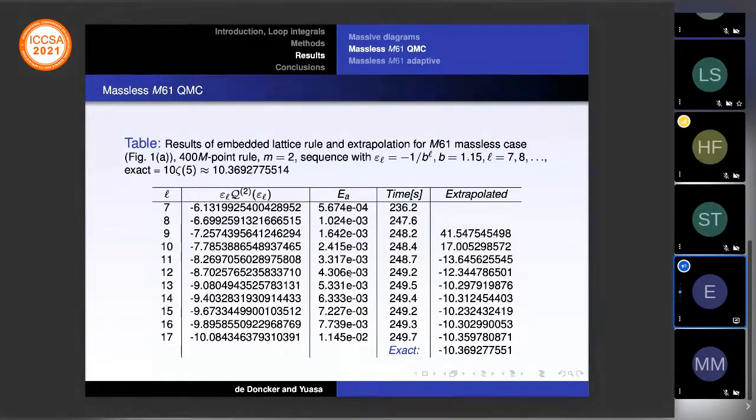The error estimates are in the order of 10 to the minus 3 to 10 to the minus 2. And the times in seconds are very good. Then in the last column, we have the extrapolated results. So you can see that the accuracy gets better. The exact result is 10 times zeta 5, which is given up here too. So we have about 4 digits.